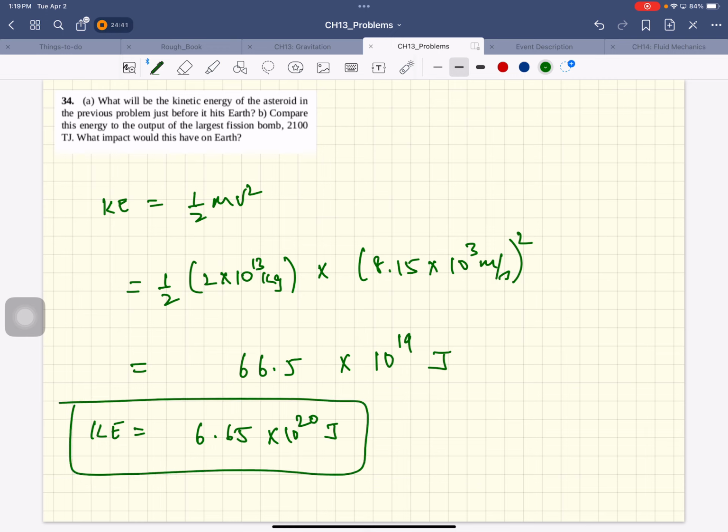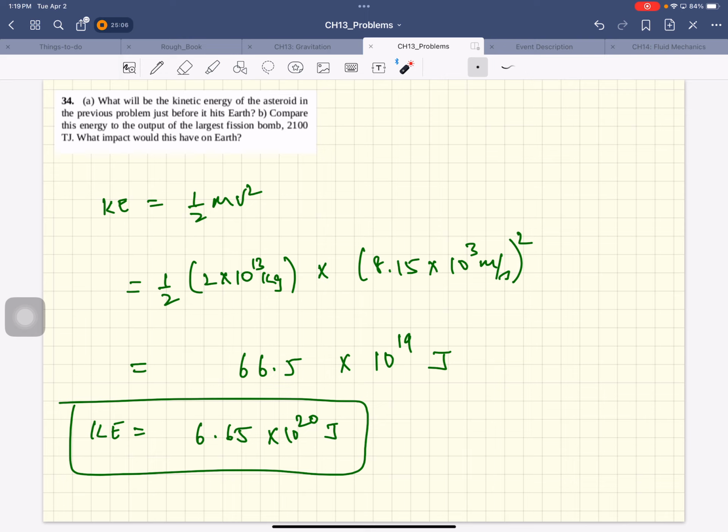So this is an interesting number. This is how much energy we use on the Earth per year. Okay, so that's how much the asteroid's energy would be. Okay, compare this output to a large fission bomb of 21,000 terajoules.